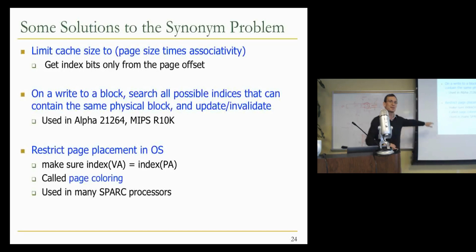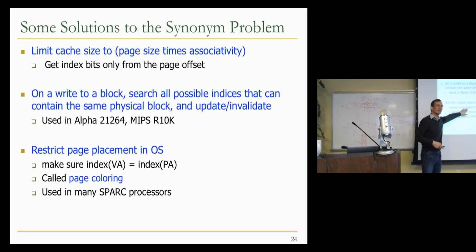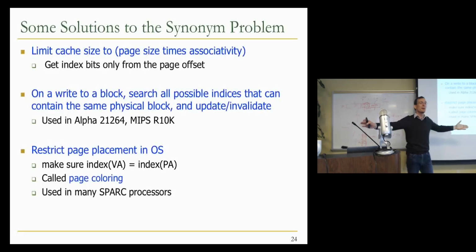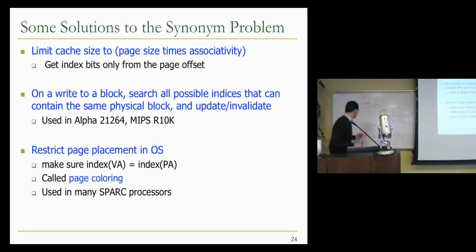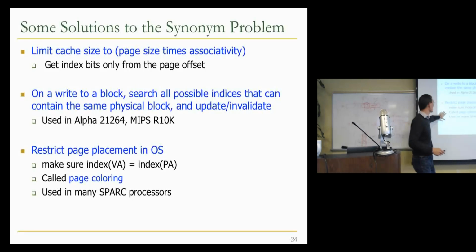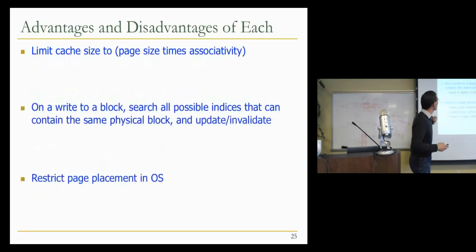Well, there's a downside to this. Now you've restricted your page placement, right? A virtual page cannot go to any frame in physical memory. It can go only to 1/16 of the entire physical memory if your index bits are 4. Does that make sense? It's a fun solution, actually. It's a nice solution to the problem, but there's a downside to it.